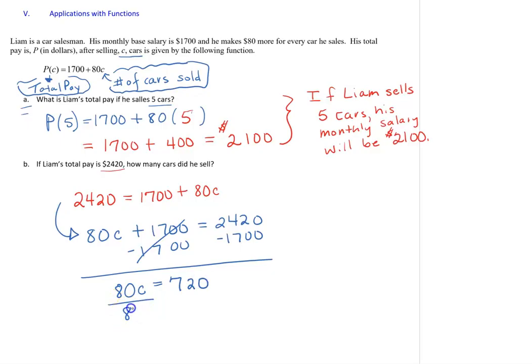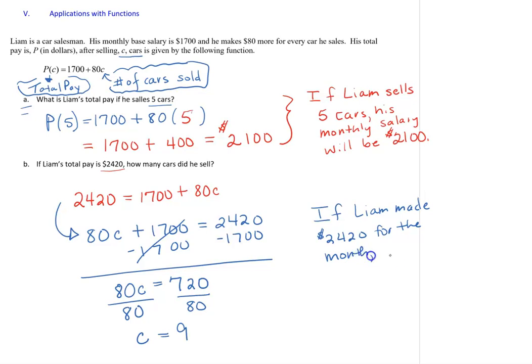Then we're going to divide both sides by 80. So C is equal to 9. And it's 9 what? 9 cars, right? So if Liam made $2,420 for the month, he sold 9 cars. And that's an application of a linear function.